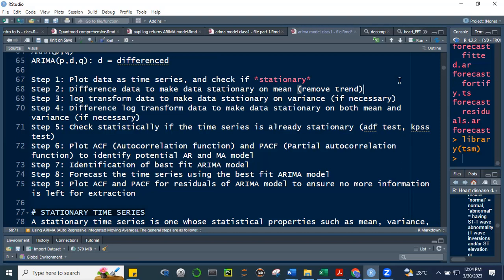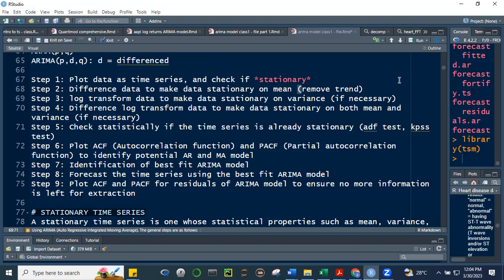So if you difference, class, take note, you will now model a different data time series. Hindi na yung original na time series, but rather the difference data. Okay, that's okay because when you forecast, you can easily go back to the original data.